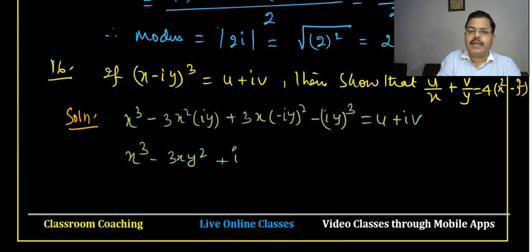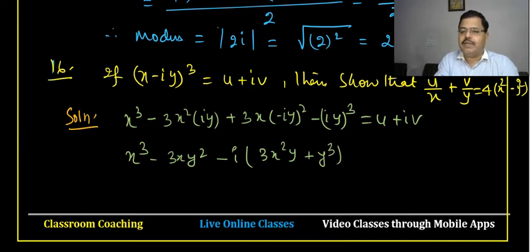So I am writing here 3x square y, but there is a negative sign, so I can take it here, negative sign, right? Minus this 3x square y, and here iota y cube. Iota y cube is nothing else, but it will be minus iota q y cube. And iota q is minus iota, so it would be plus y cube, right?